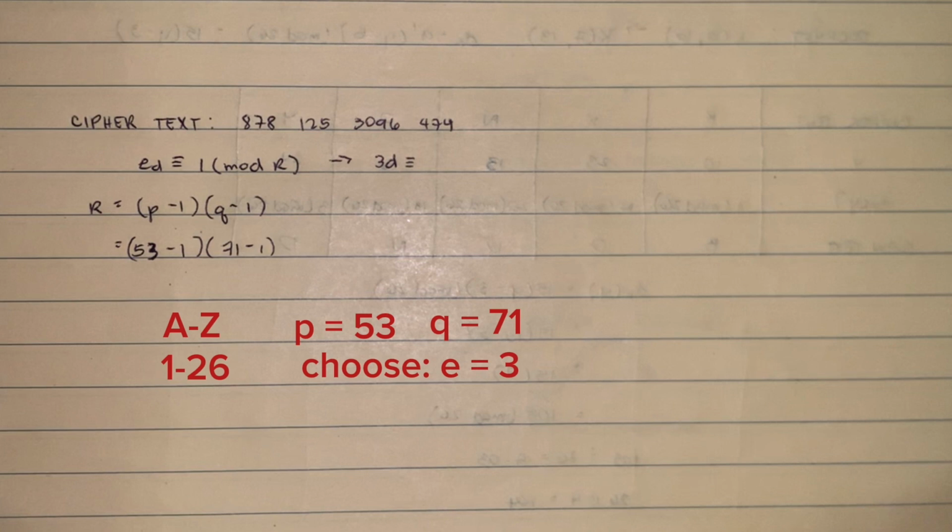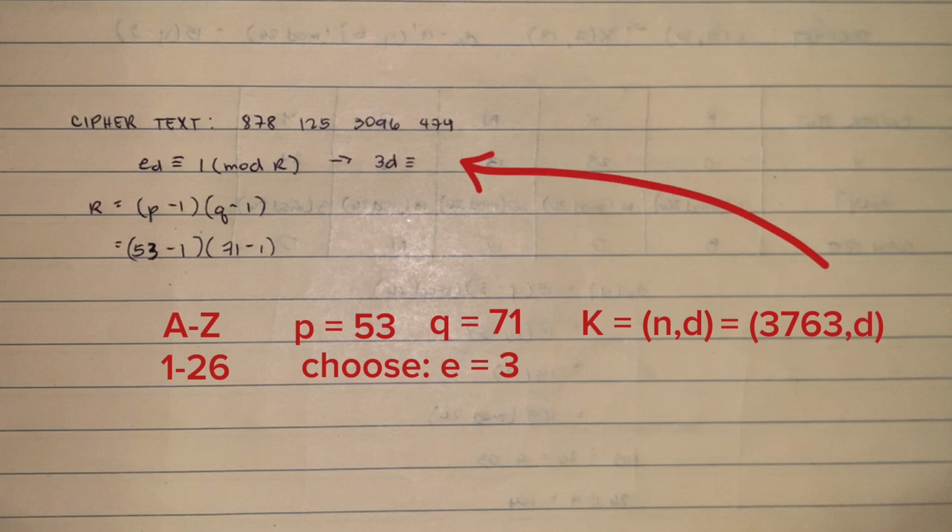For our private key, we have N and D, where our N we already have and have solved for, which is equal to 3,763. Now we need to solve for D. To do this, we need to follow E times D congruent to 1 modulo R. So before this, we also must first solve for R.